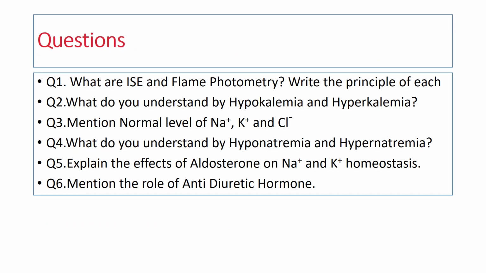Now these are a few questions. What is an ISE and flame photometer? Write the principle of each. What is hypokalemia and hyperkalemia? Mention the normal levels of sodium, potassium and chloride ions. What is hyponatremia and hypernatremia? Explain the effects of aldosterone on sodium and potassium homeostasis. Mention the role of antidiuretic hormone.